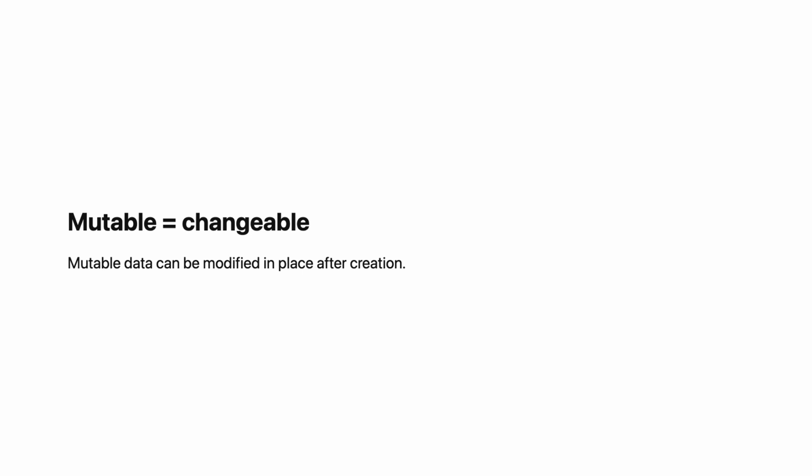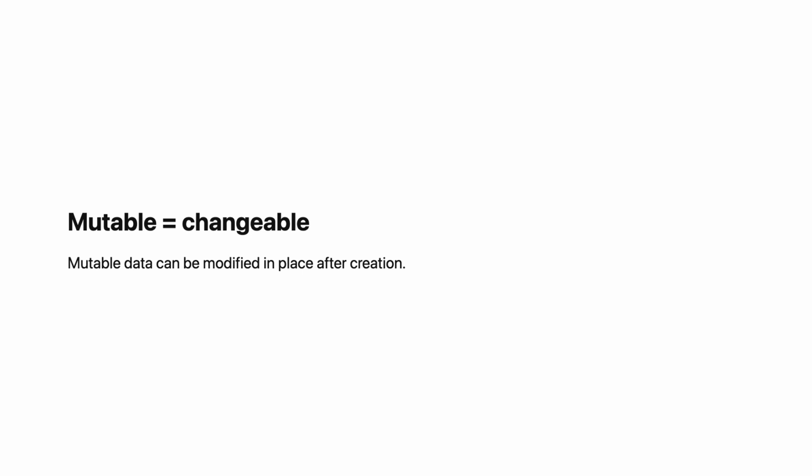Immutable means unchangeable. Immutable data cannot be modified after it is created. You create a string. You cannot change its characters. If you want a different string, you create a new one. The original remains as it was. You create an immutable list. You cannot add items to it. If you want more items, you create a new list with the additional items. The original list is untouched.